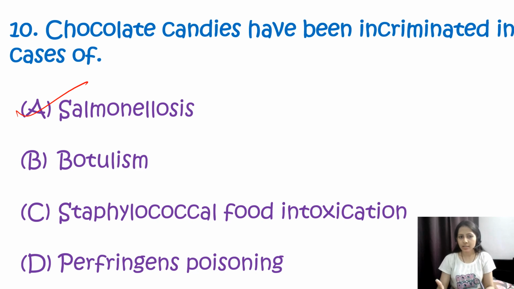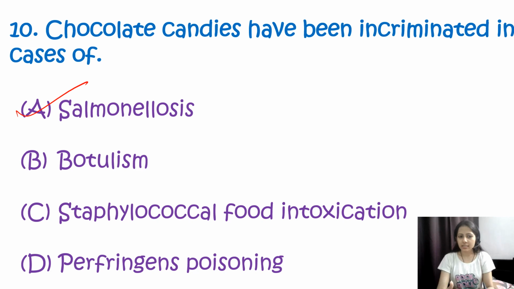Whereas botulism is typically associated with anaerobic conditions, which are found in improperly canned or preserved foods, not necessarily in chocolates. Whereas staphylococcal food intoxication is typically linked to food that is handled and left at warm temperatures, where the staphylococcal bacteria can produce toxins. But chocolate candies are not common sources of such a warm environment.